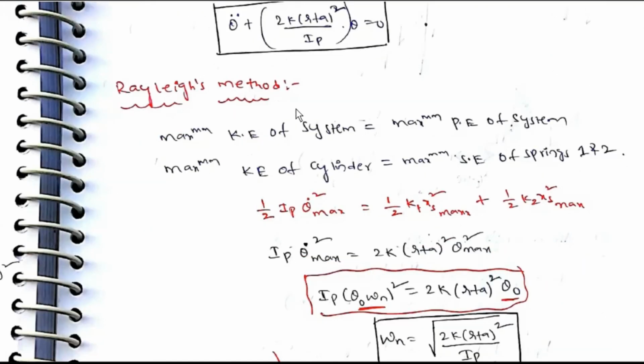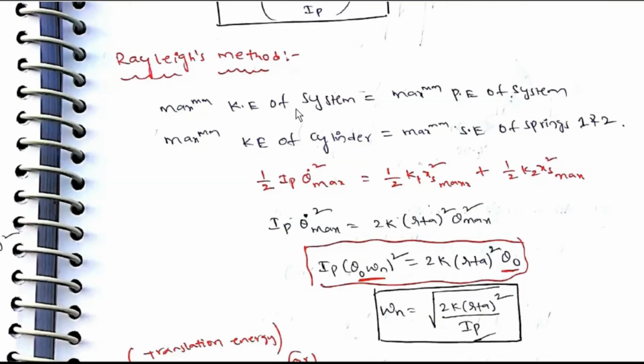These are all good questions. Rayleigh's method: maximum KE of system is equal to maximum PE of system. Maximum KE of cylinder is equal to maximum PE of springs 1 and 2. Half Ip theta dot square is equal to half Kt xs square plus half Kt xs max square.